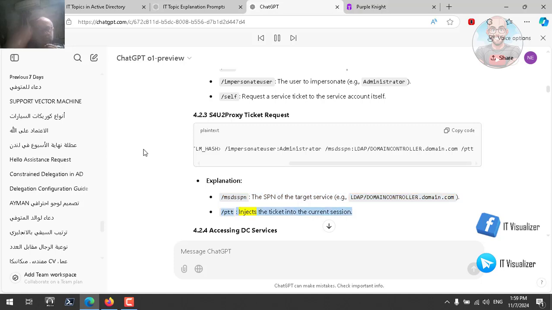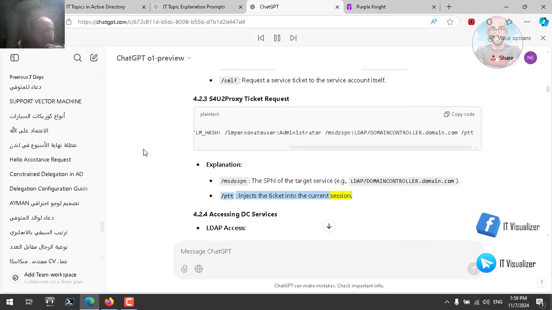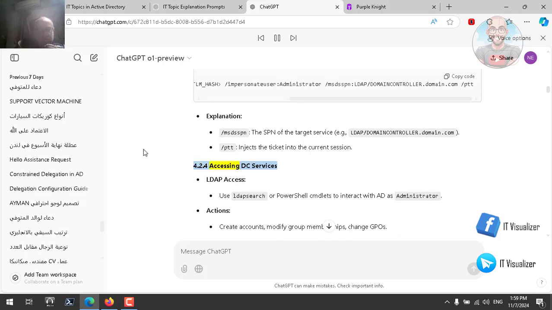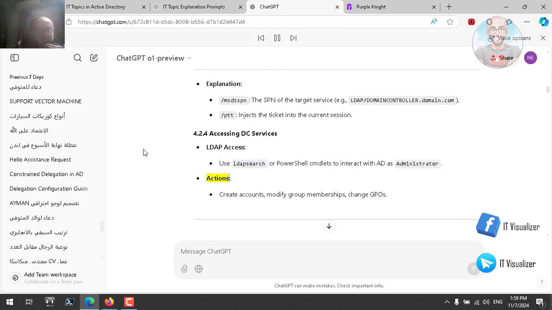LDAP/domain.domain.com/ptt. Injects the ticket into the current session. 4.2.4 Accessing DC services. LDAP access. Use LDAP search or PowerShell commandlets to interact with AD as administrator. Actions: create accounts, modify group memberships, change GPOs.